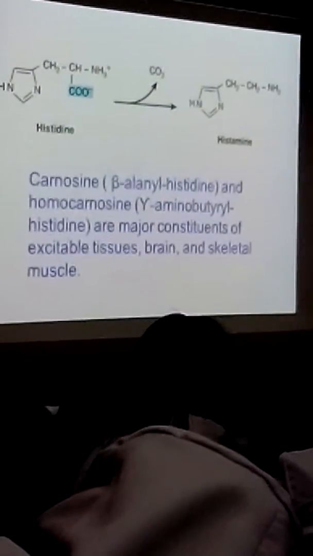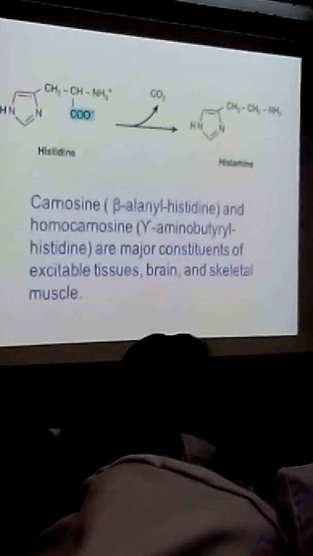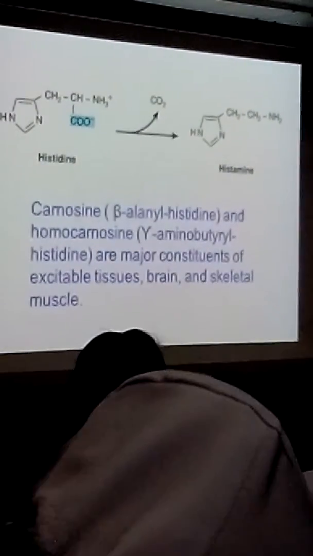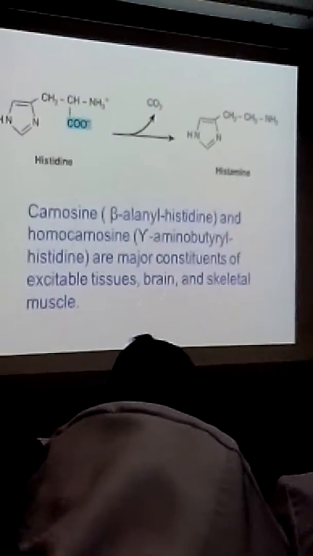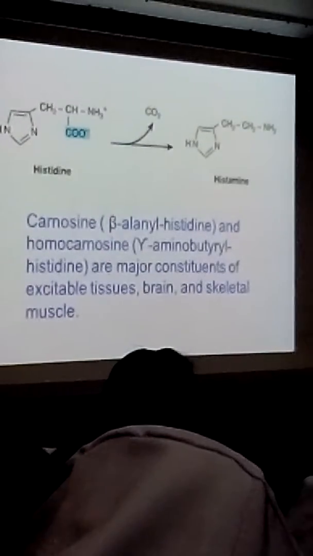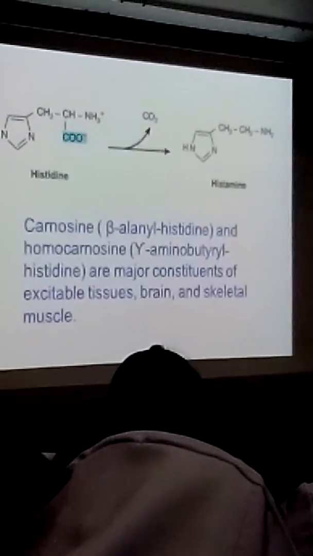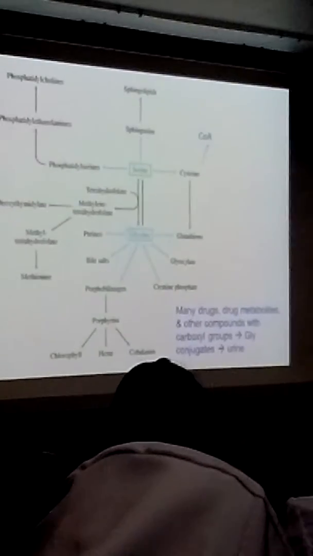What is lacking here for the purine? Okay, glycine. This is in your book, but the book actually said that the carnosine, which has histidine, okay, and homocarnosine are major constituents of excitable tissue, the brain and the skeletal muscle. So they know they are there, but they are not sure what their function is. Okay? Maybe if you become a researcher, you may be able to elucidate the function.